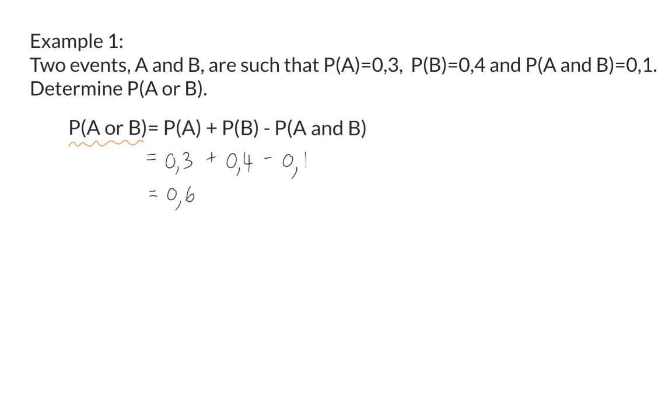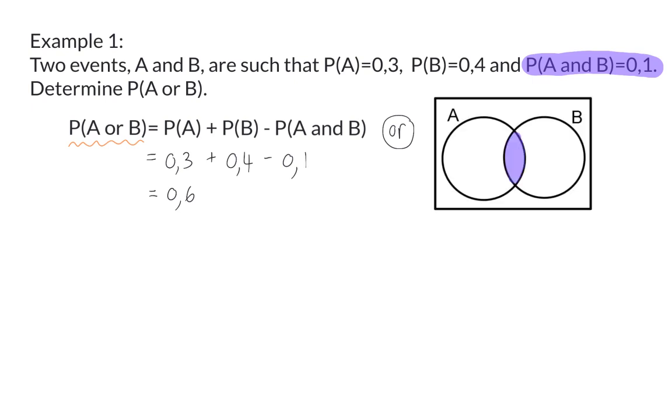Here, you could also choose to sketch a Venn diagram. Because we are given a probability for A and B, these are inclusive events, and in our Venn diagram, the circles will then intersect. So in the Venn diagram, I'm going to start with the intersection, which is 0.1. The whole circle or event A should be 0.3, so only A is 0.2. And the whole circle B should have a probability of 0.4, so only B is 0.3.